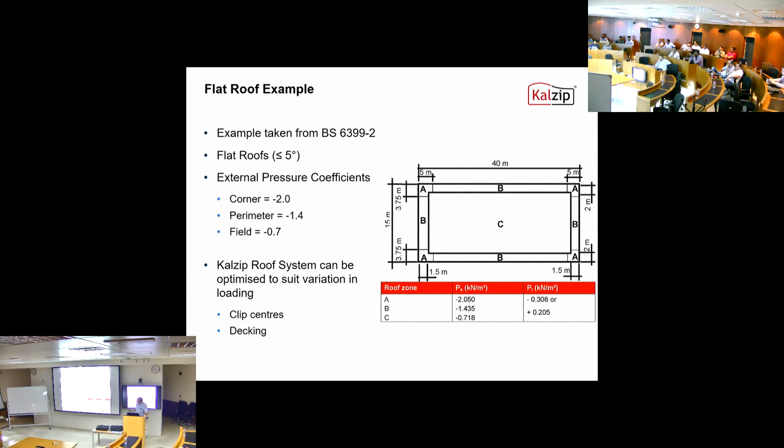This is just an example of how we do that. This is a flat roof with a pitch at 5 degrees. These are the pressure coefficients in line with the standard. At the corners you add a pressure coefficient of 2, which is here, zone A. Perimeter, zone B, is a pressure coefficient of 1.4, and C in the middle is 0.7. And these are the loads acting in these areas. So you can see zone A, you've got a higher load. Zone B, reduced load. Zone C, reduced load again.